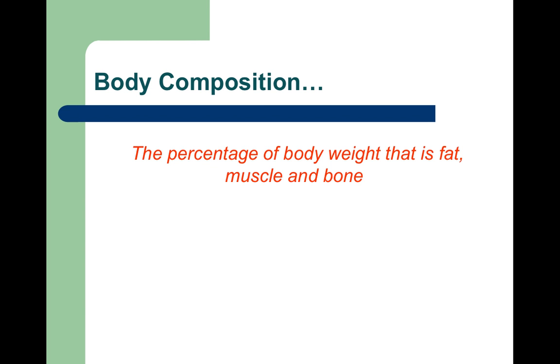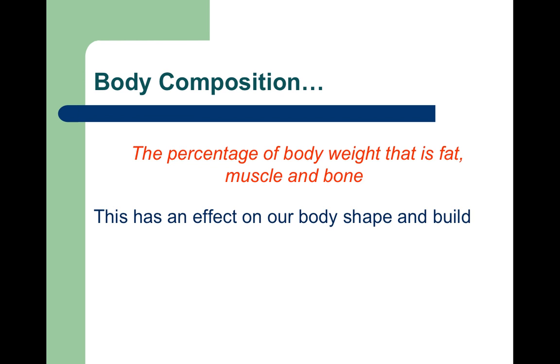The final fitness component you need to know then is what we call body composition. Okay, and this is the percentage of body weight that is fat, muscle and bone. So when we talk about body composition, we're thinking about what our body shape is and what our build is. If we look at different people, everybody has got a different body composition. Everybody's got a different ratio of fat, muscle, and bone.